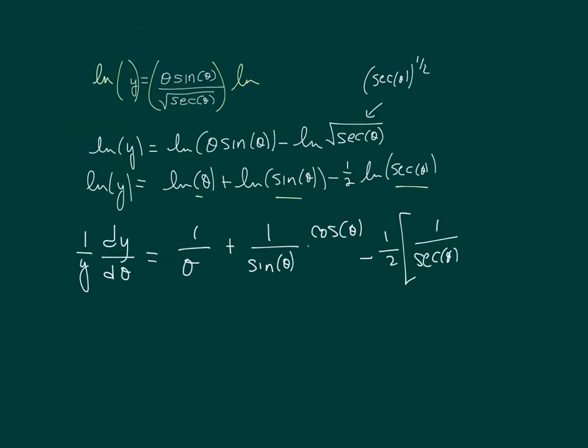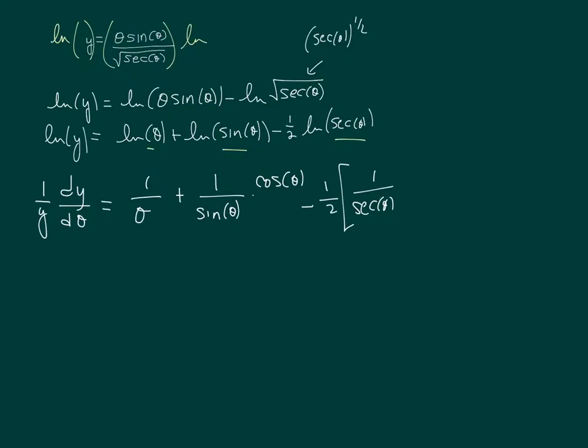1 over secant, and then the derivative of the inside, which would be secant tangent. So basically what I did is I took the derivative of each piece. These pieces here, the last two, just had some chain rule. So the derivative of ln of anything is 1 over the anything times the derivative of the anything.